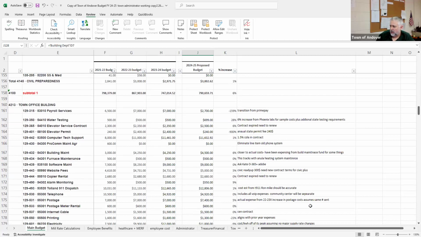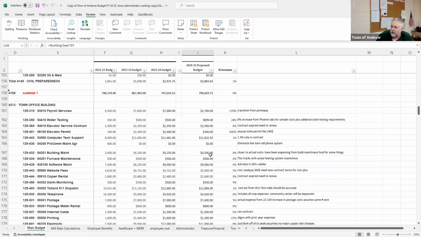There is a pretty big decrease in the elevator permit, for whatever reason. We screwed up the number and didn't catch it. Last year we budgeted 2,400 for the permit. So that made it all the way through, and that was an oops. So we get that back.